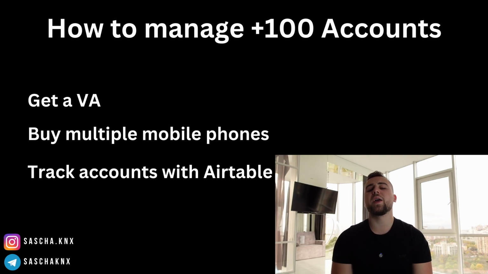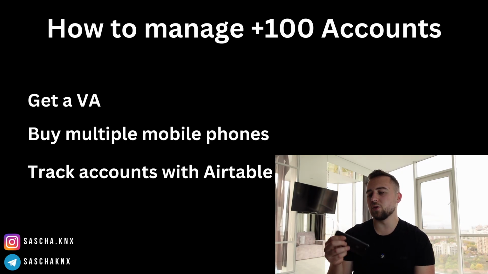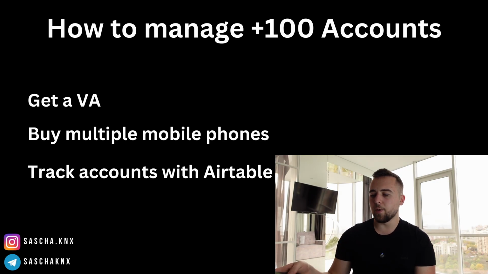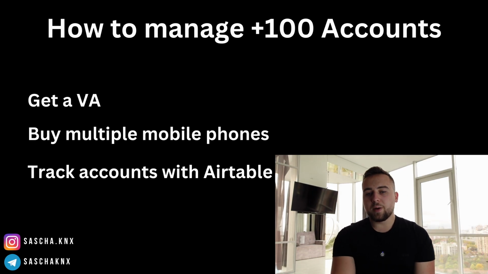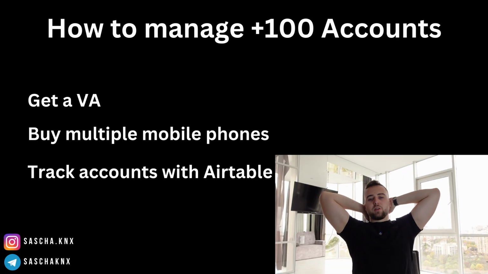Go out, get a job, pay a VA, buy multiple phones. Like I say, iPhone 8, iPhone X are the cheapest ones, buying used and have a good trust score. I mean, better than Android phones, because Android phones are way easier to modify and run bot farms and everything. So that's the reason why iPhones have a better trust score. Also, you can track your accounts with Airtable or some shit like that. Get some systems over track that.